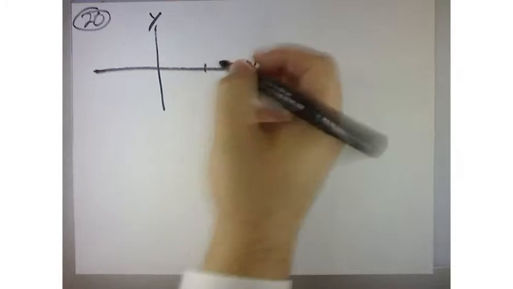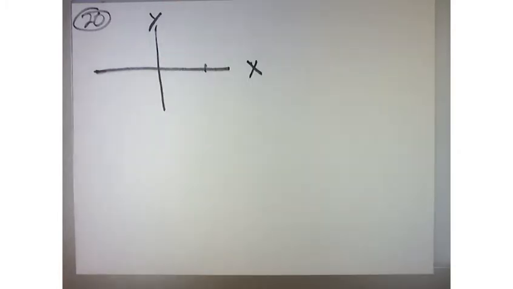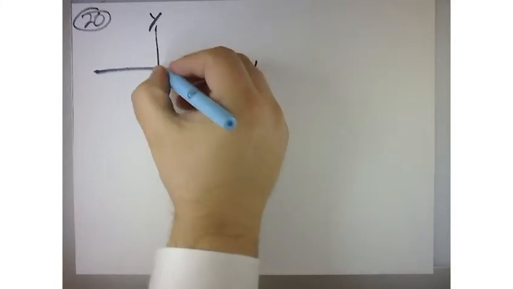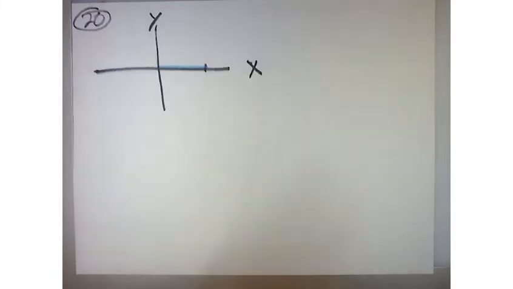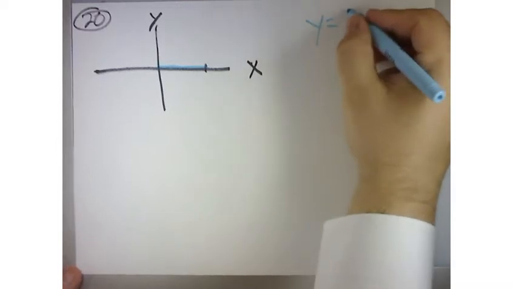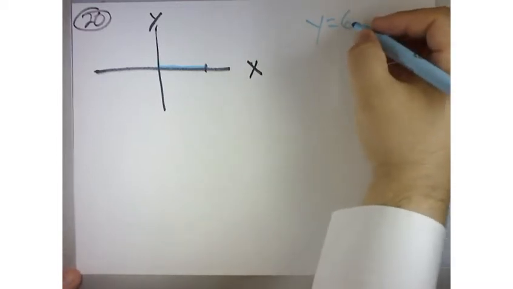Let me draw it in a different color. What they're saying is that the base of my isosceles triangle is right there. Okay? And then it says with its base at the origin and its vertex in the first quadrant on the graph y equals 6 minus x squared. So they're saying that the vertex of this thing is on 6 minus x squared.